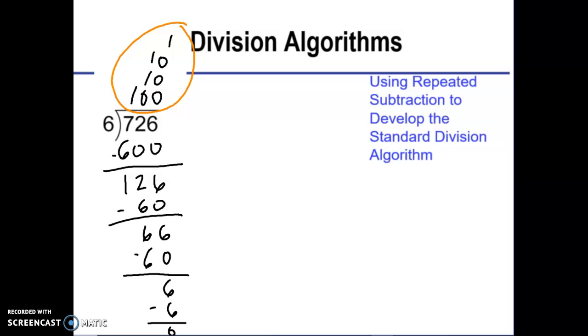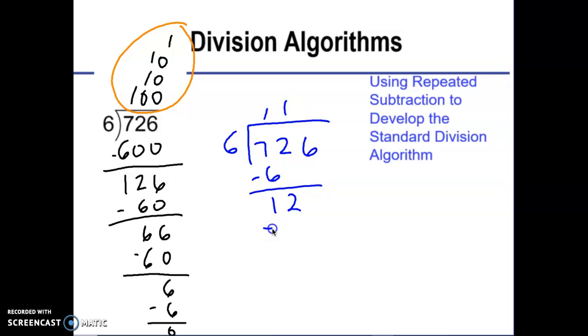So let's suppose I was doing a division problem. And we'll just do 726 again. So 6 goes into 7 one time. 6 goes into 12. So here I'm going to accidentally make a mistake. I'm going to say 6 goes into 12 one time. And I have 66. Oh dear. 6 goes into 66 11 times. I don't know what to do with my 11.